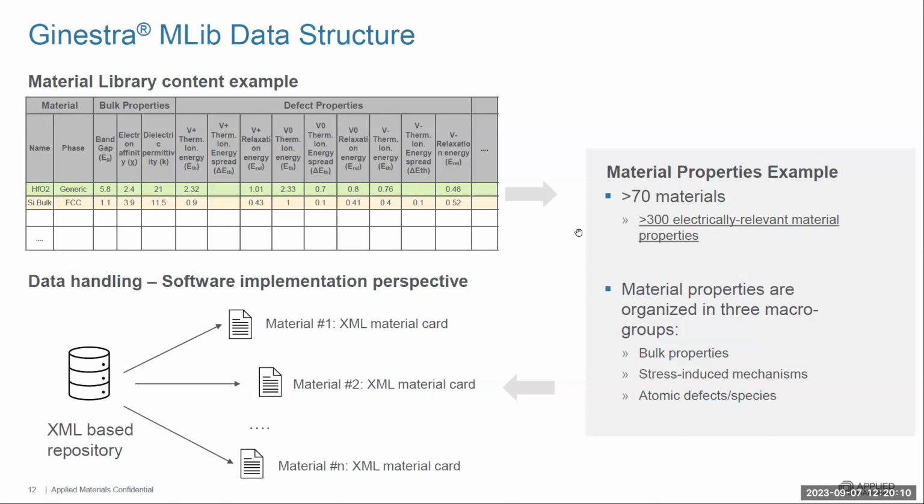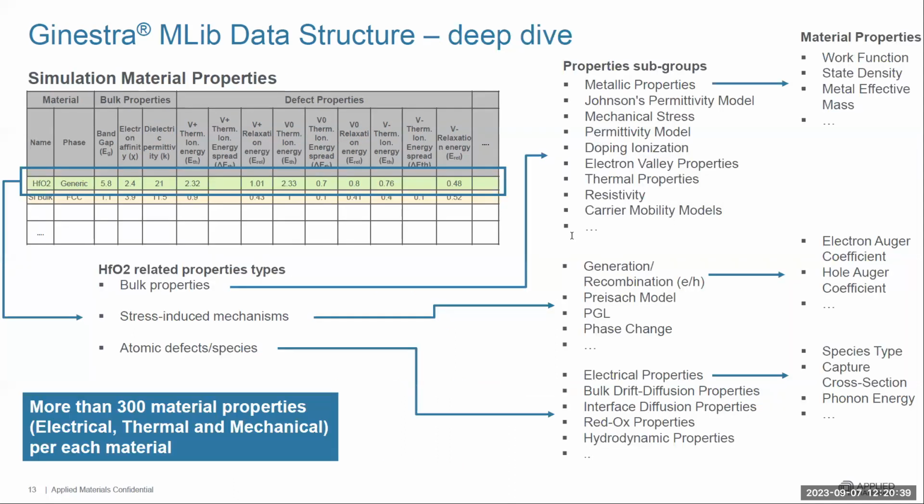At the moment we are structured with an XML format for our materials. Basically, it's an XML database that has around 70 materials, and each material can have up to around 300 electrically relevant material properties. If you want to have a look, those properties can be grouped in main types and divided into subgroups.